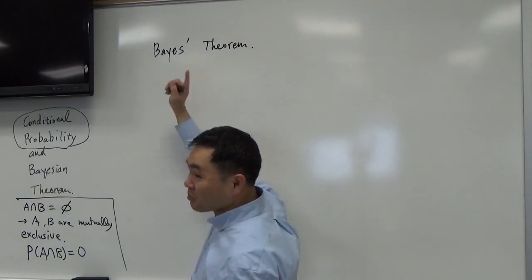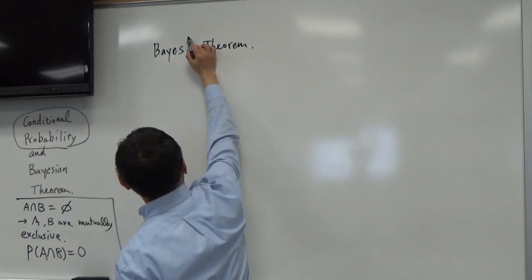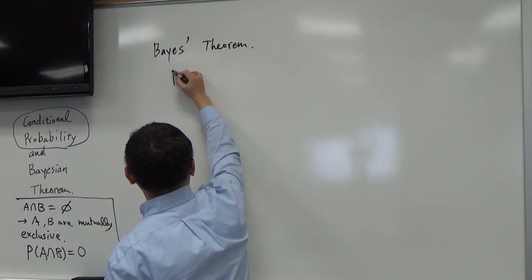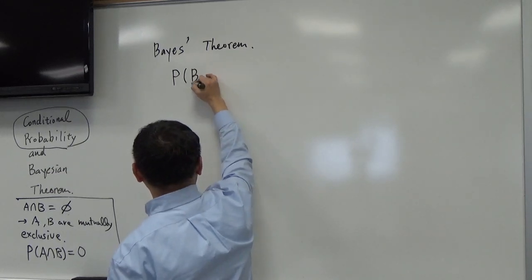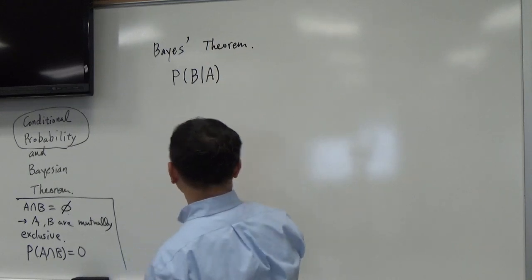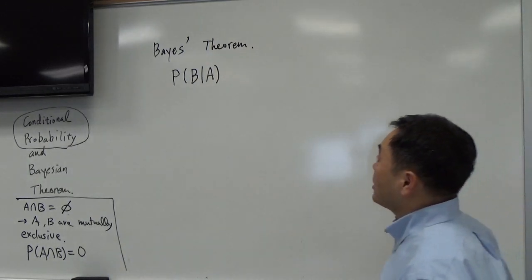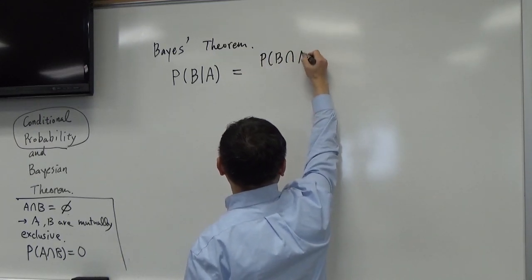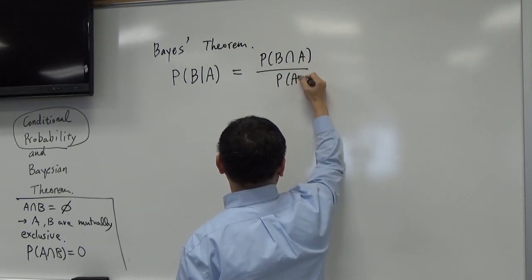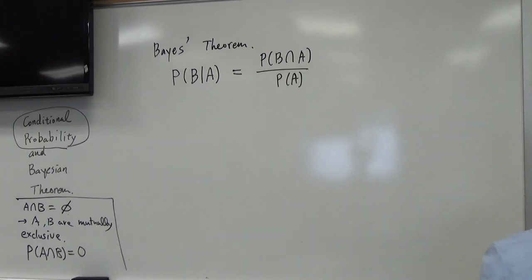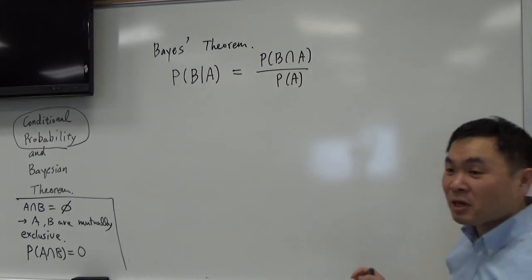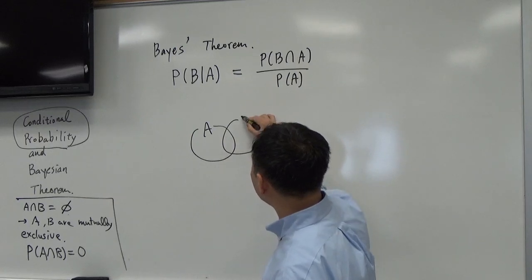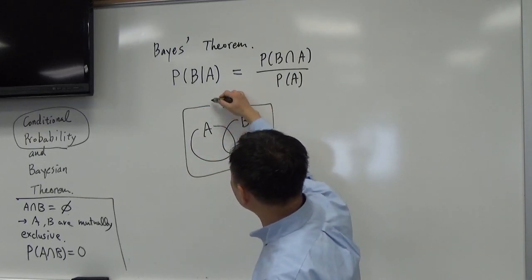So let me write this down. Apparently the guy's name is Bayes, not Bay. So, the apostrophe comes down here. Okay. I was wrong in the previous notation. The Bayes' theorem says that if I want P of B happening under A, then this, by definition, is P of B intersect A divided by P of A. That was our definition of conditional probability. Now, in pictures, this is what happens. If you have A and B under all the possibility, U.